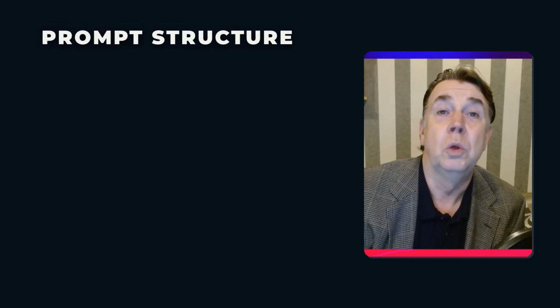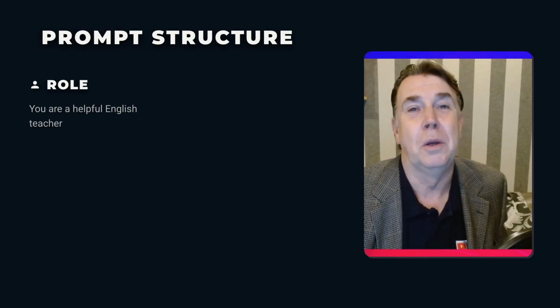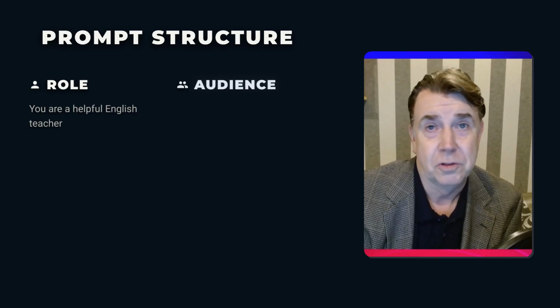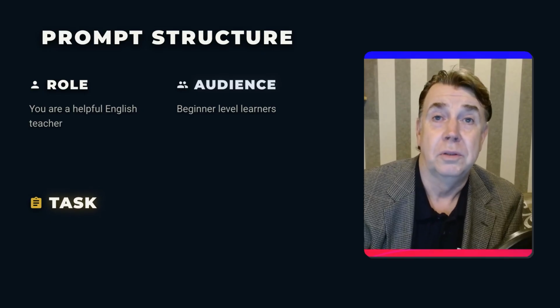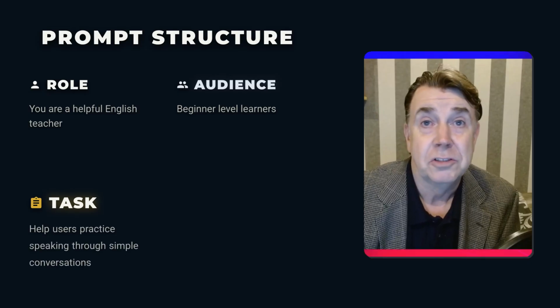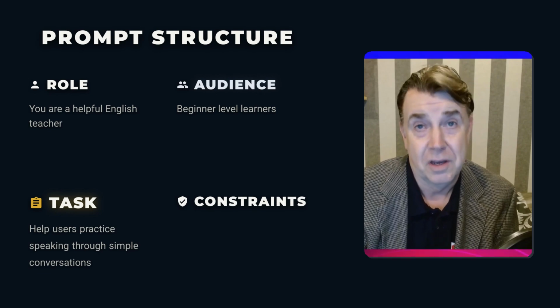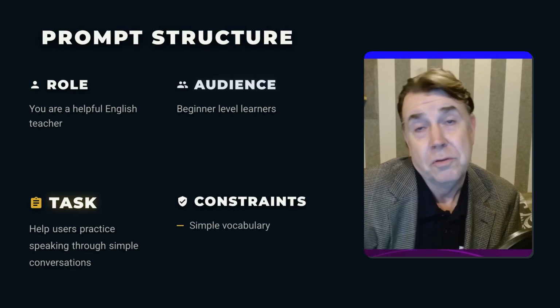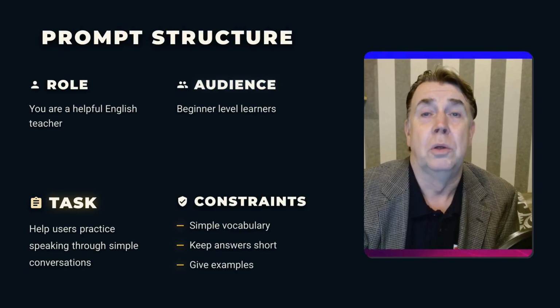Inside Claw.ai, you will create an agent by defining its core behavior. This usually includes role. What is the agent? Example, you are a helpful English teacher. Audience, who does it serve? Example, you teach beginner-level learners. Task, what does it do? Example, help users practice speaking through simple conversations. Constraints, what rules should it follow? Example, use simple vocabulary. Keep answers short. Give examples. This step is critical. Think of it as training your AI with clear instructions.